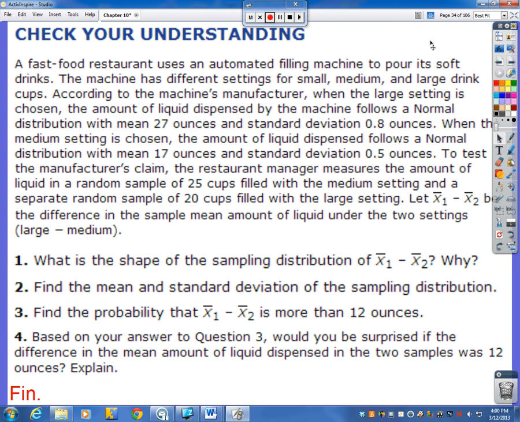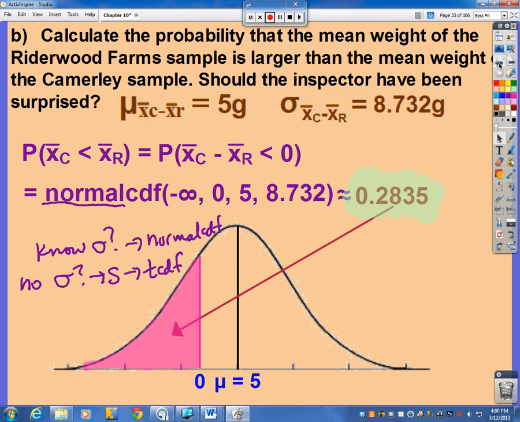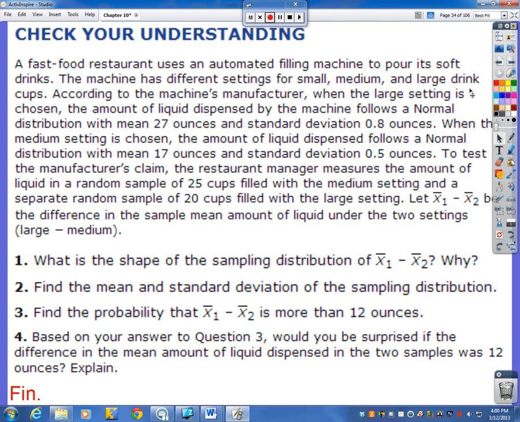So here is your problem I would like you to do and bring to class tomorrow. You can pause the video, read what's going on here. Basically, same type of problem as we just did. Now you might be wondering, are we still going to use normal CDF? Well, let's just glance through this problem real quick.